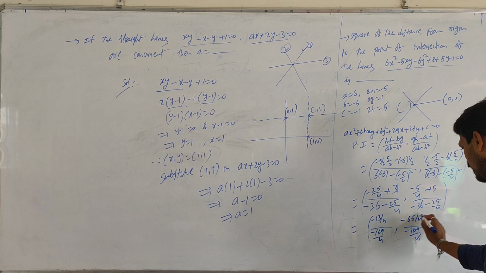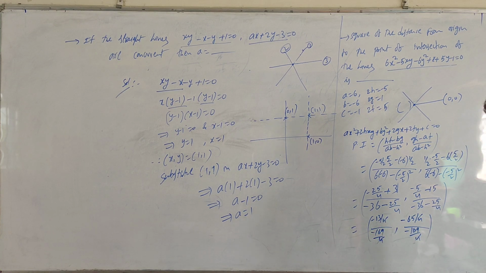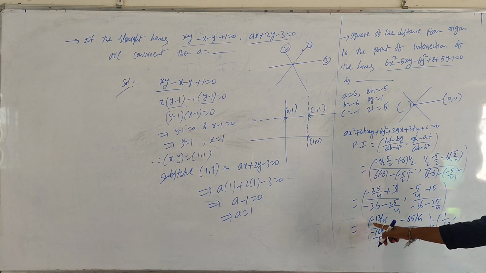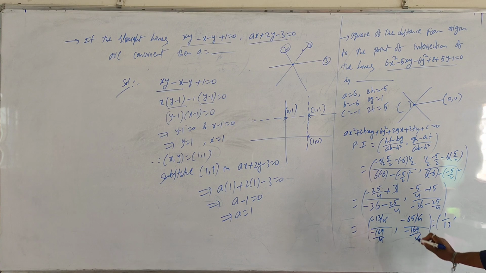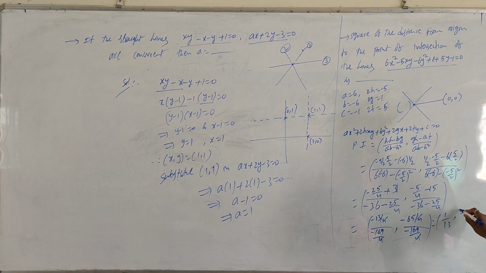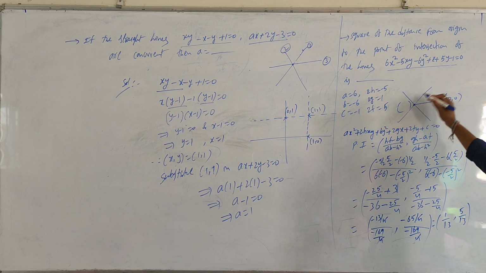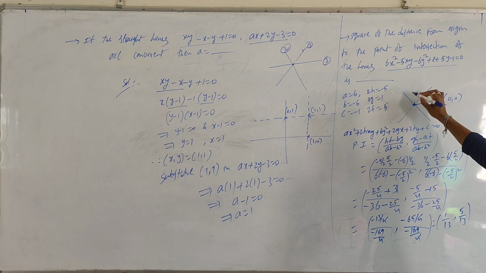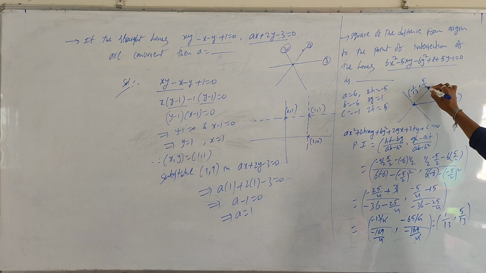So the 4s will get cancelled. So 13 in 169, 13 times going, this is 1 by 13. Minus minus get cancelled. Next one here, 65 by 169. Same, 13 here in 65, 5 times going, and minus minus get cancelled. 5 by 13. So this is the point. This point is nothing but 1 by 13 comma 5 by 13.